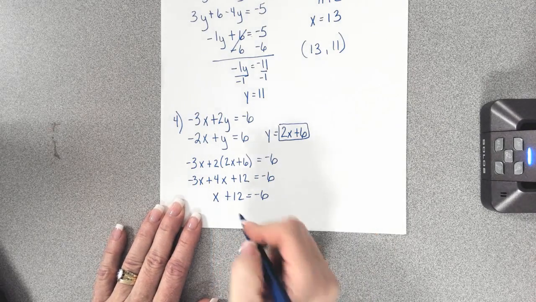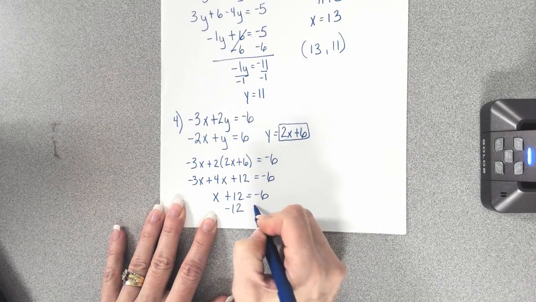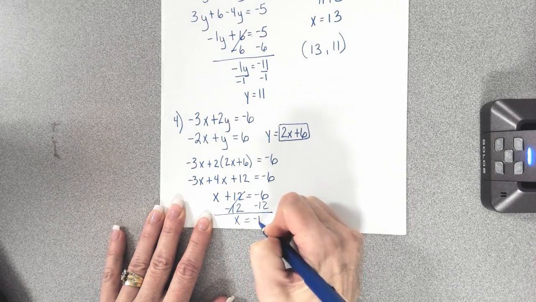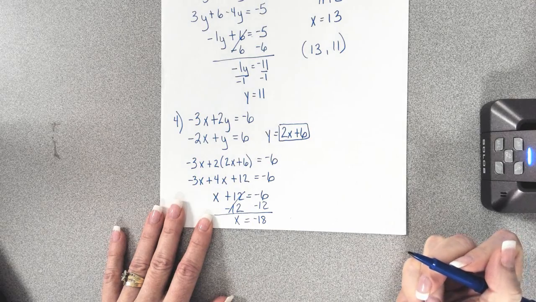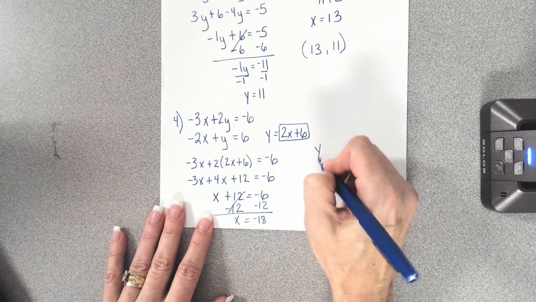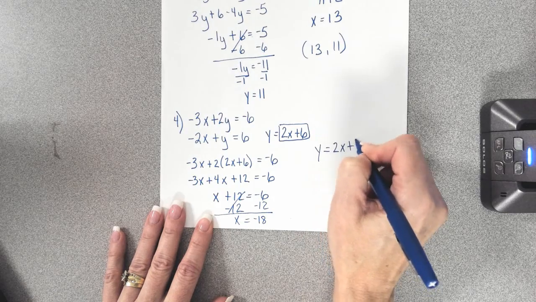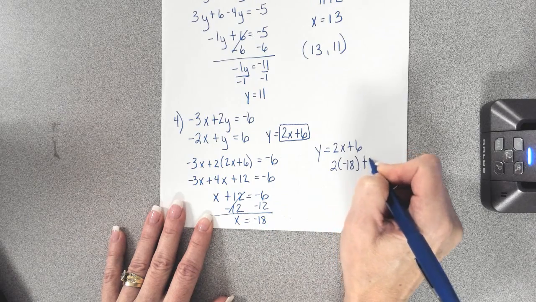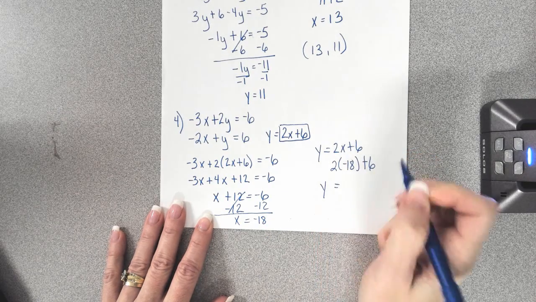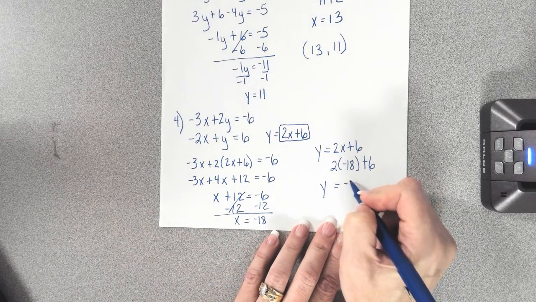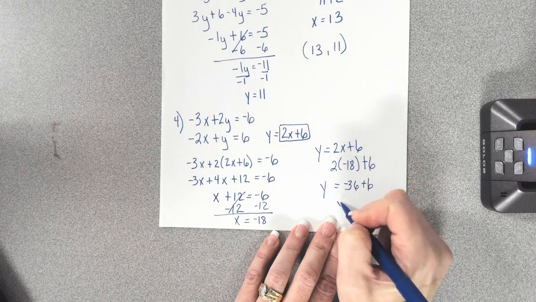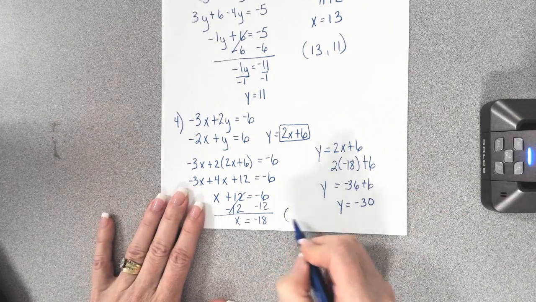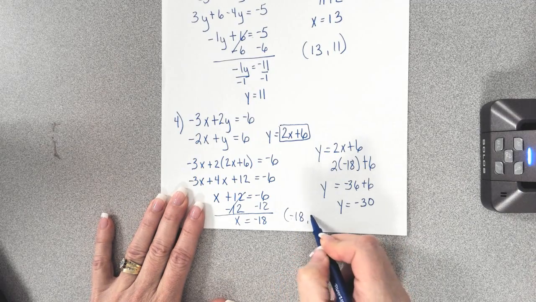We've got to move the 12. So do the inverse, minus 12. So x will equal negative 18. I'm halfway there. Go back to our equation to solve for y. Plug in our value of x. Two times negative 18 is negative 36 plus 6. So y is negative 30. So our ordered pair is negative 18, negative 30.